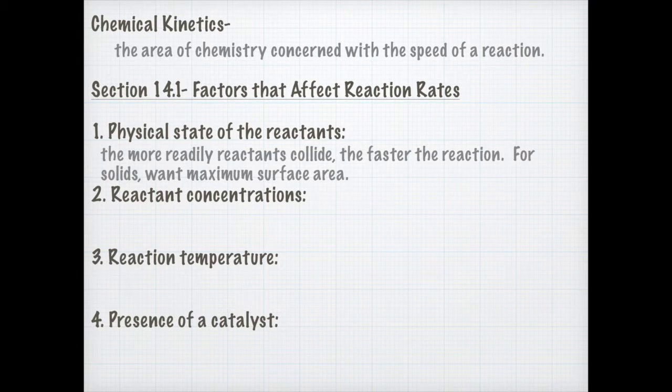Now, if you do have molecules that are in the solid state, you want to maximize surface area, and you actually do this on a daily basis by chewing. By chewing, you're breaking apart molecules, which then can be exposed to a larger amount of all of the different enzymes that are going to break down your food. If you just swallowed your food, then it would take a lot more time for those reactions to occur.